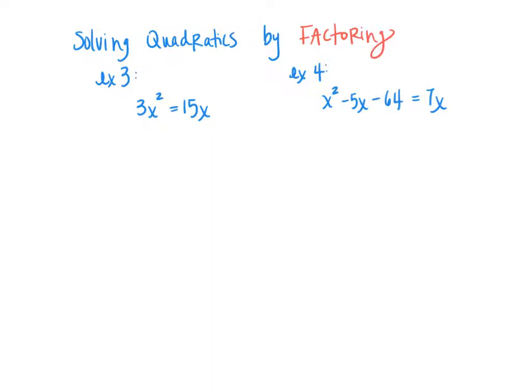Let's look at a few more quadratics that we're going to solve by factoring. So if you remember from the first video, we have to get one side equal to 0. So in example 3, I'm going to subtract the 15x. Now you have another option, but I like to leave this quadratic term positive. So now I have 3x squared minus 15x equals 0.